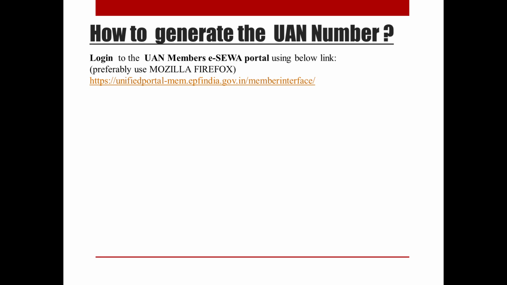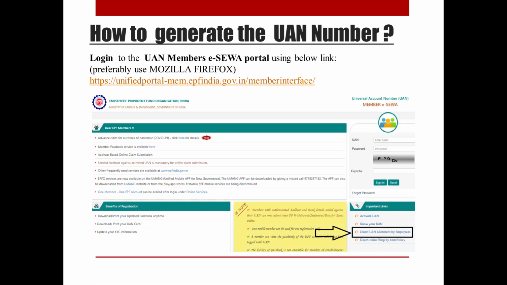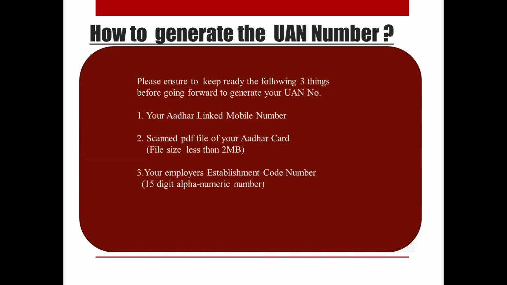This will lead you to the UAN members eSeva portal as shown below. In this screen, please click on the link which is highlighted on the bottom right hand side, that is direct UAN allotment by employees. Before we go ahead, you need to keep ready the following three things.